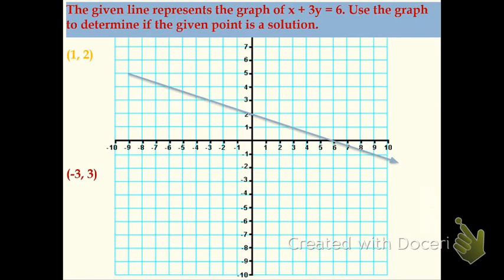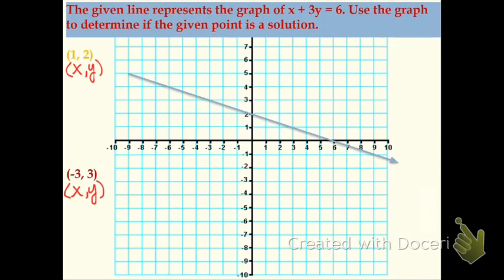I could plug in the 1 for x and the 2 for y and see if I get a true equation. And same thing, I could plug in the negative 3 for x and the 3 for y, just like I did in the previous examples. But instead, visually, what I could also do is plot the points and see whether or not they're on the line. If they're on the line, it means that they're a solution. Otherwise, they're not a solution.